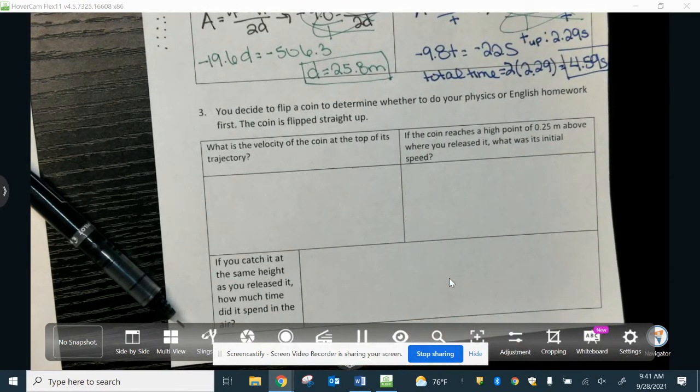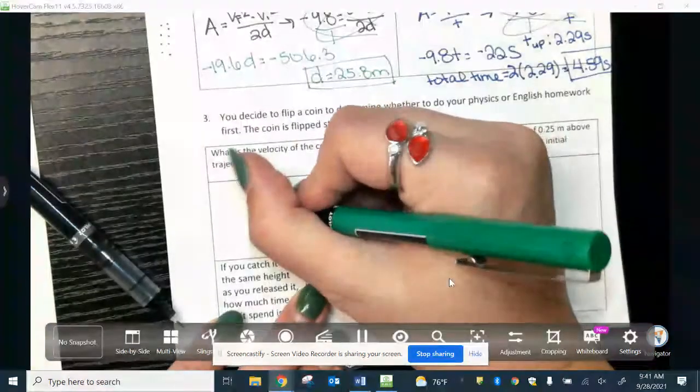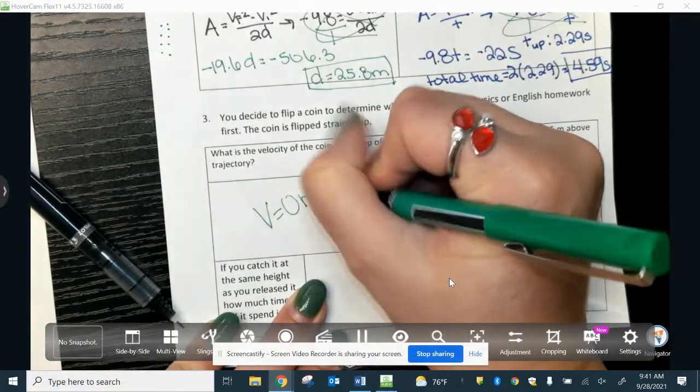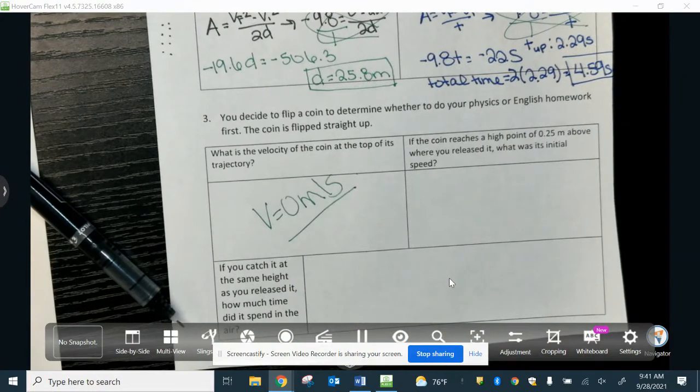You just have to flip a coin to determine whether to do your physics or English homework first. The coin is flipped straight up. What is the velocity of the coin at the top of its trajectory? 0. If the coin reaches a high point of 0.25 meters above where you released it, what was its initial speed?